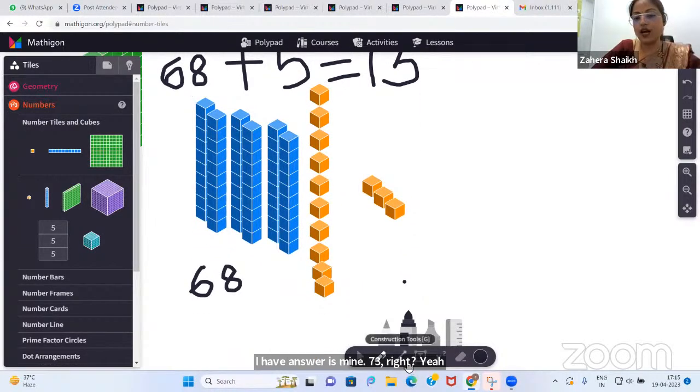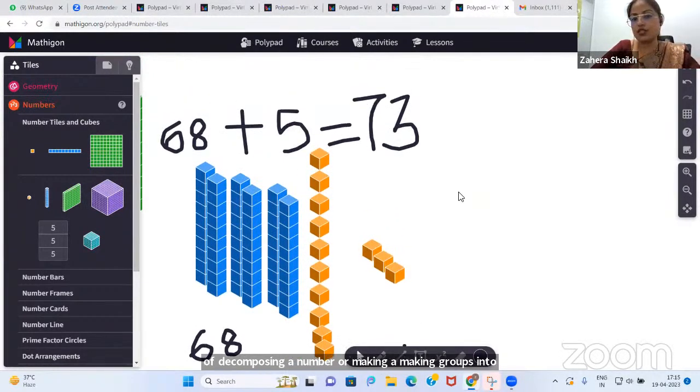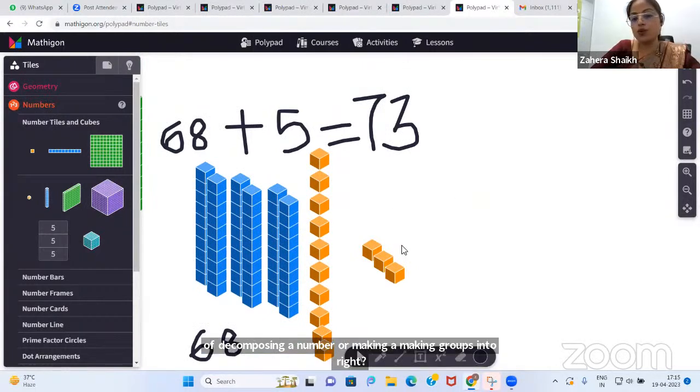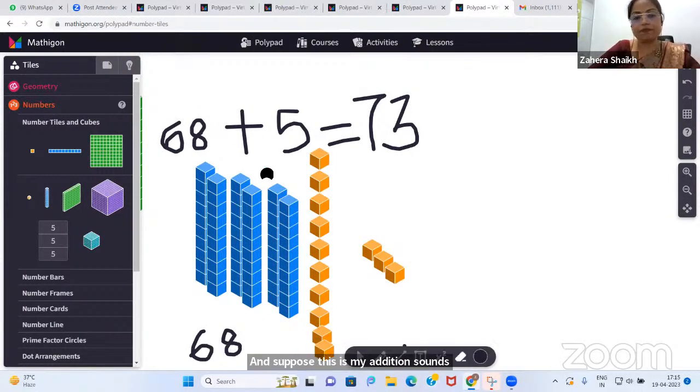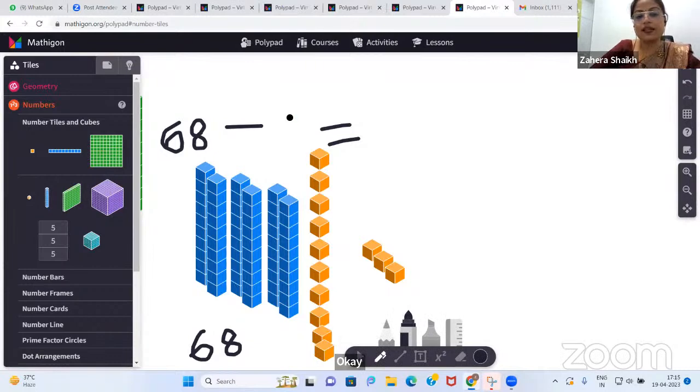Okay. So this is how I'm going to use my understanding of decomposing a number or making groups. And suppose this is my addition sum, right? Now I want them to solve a subtraction one, right? So I have 68, and I want my children to subtract 9.